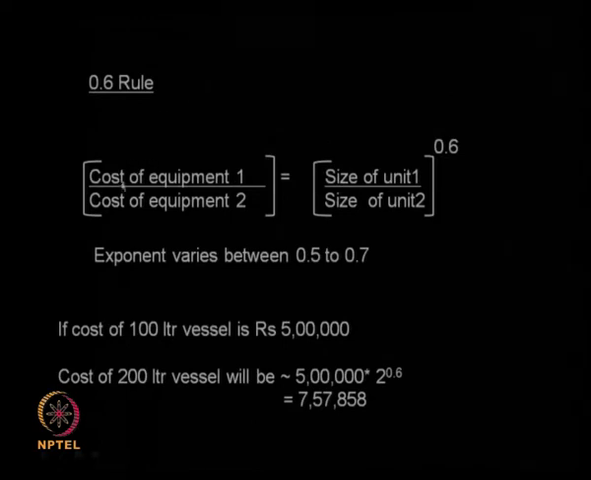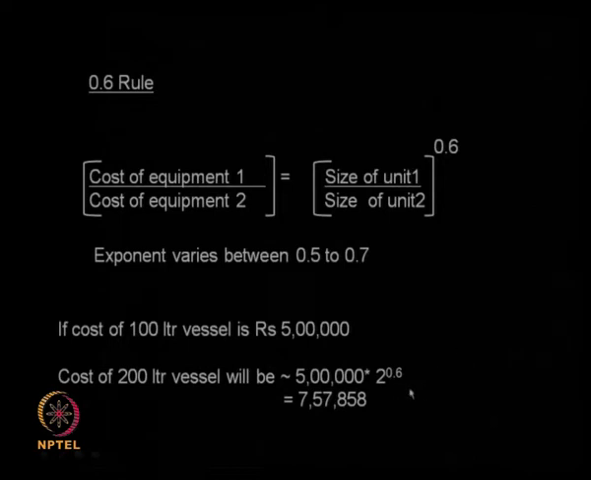This rule again tells you: cost of equipment 1, size of equipment 1, cost of equipment 2, size of equipment 2, this raised to the power 0.6. Okay. So if the cost of a 100 liter vessel is about say 5 lakh rupees, the cost of a 200 liter vessel will not be 10 lakh rupees, please remember, but it is 2 raised to the power 0.6 approximately. So it will be around 7.57 lakh rupees.